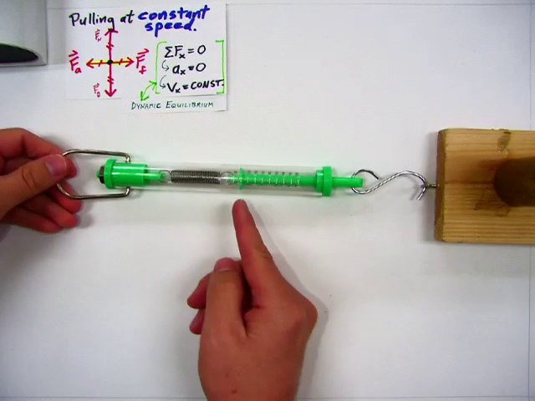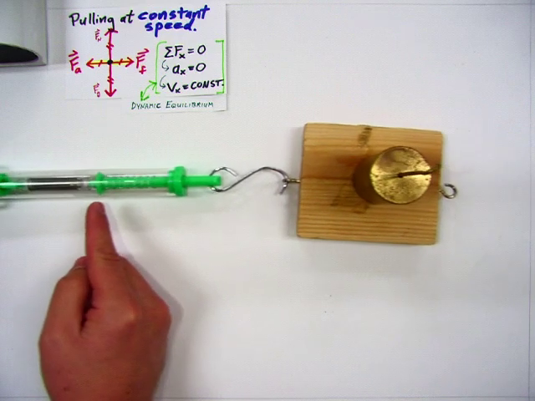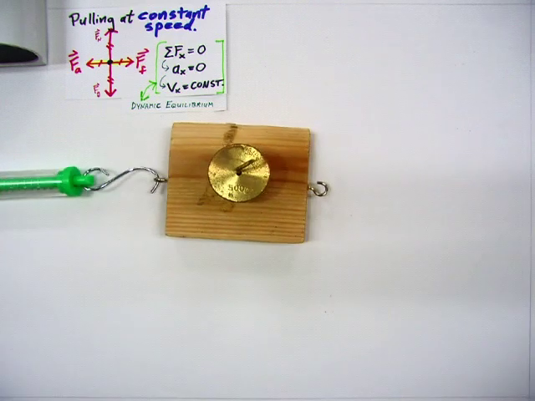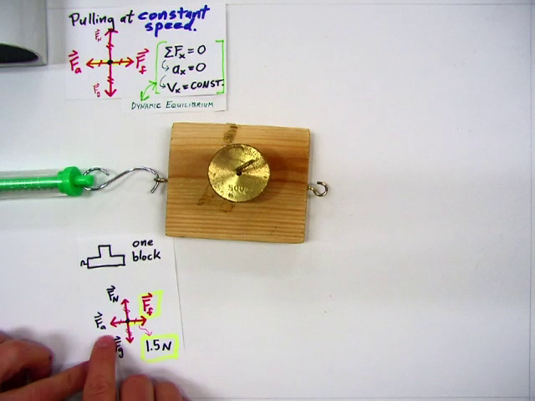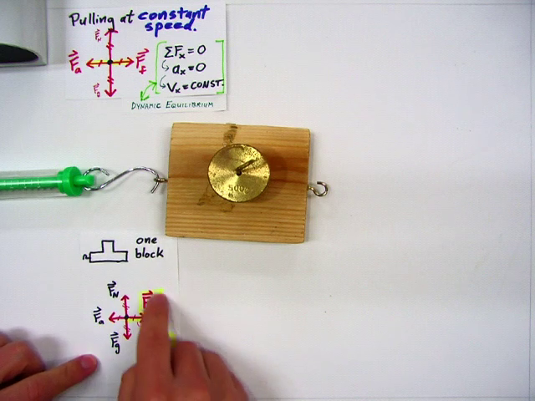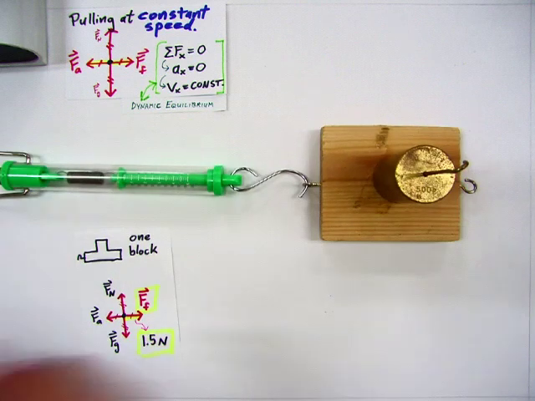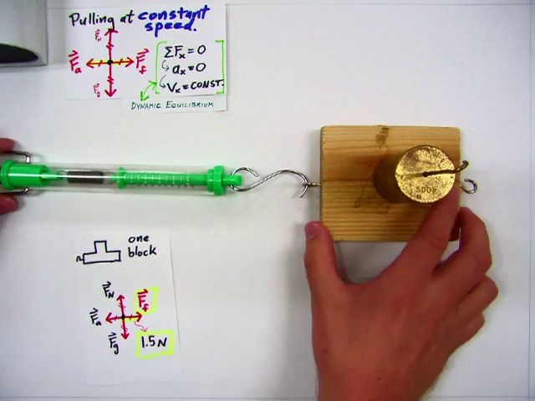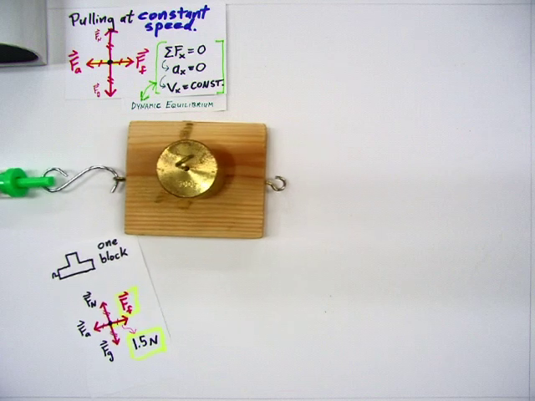And if I read off the reading on the scale as I pull, which looks to be about 1.5 newtons, then I know that I was applying a force of 1.5 newtons, which is equal to the magnitude of the force of friction. Therefore, I'm using the spring scale to measure the force of friction. It was a 1.5 newton force of friction between the block and the tabletop.